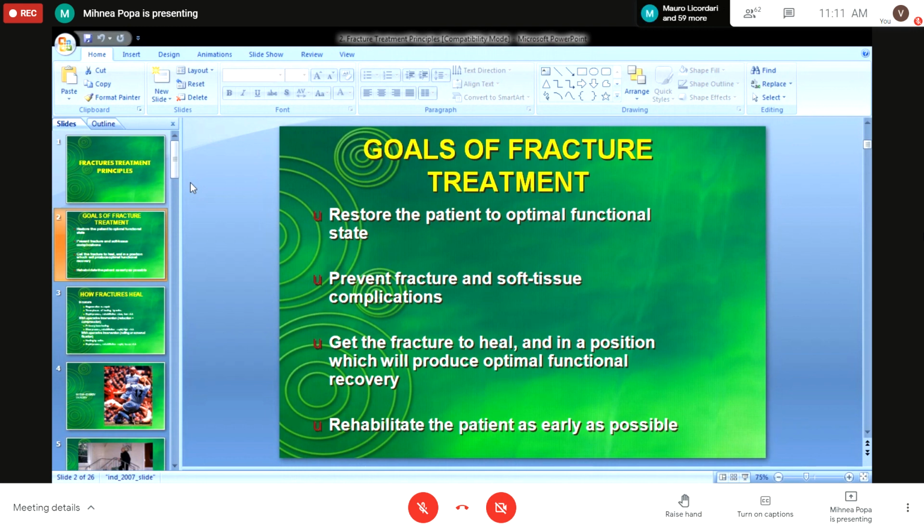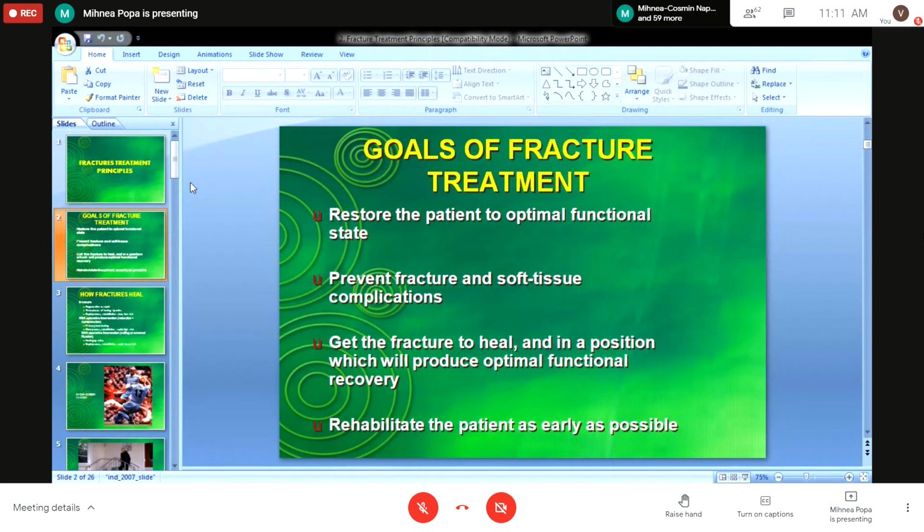If, for example, he has a spheroid long fracture, if we don't immobilize it correctly, that spheroid can transform into a communitive fracture. It is very important to get the fracture to heal, and to do that, we have to position it in an optimal functional position to recover.